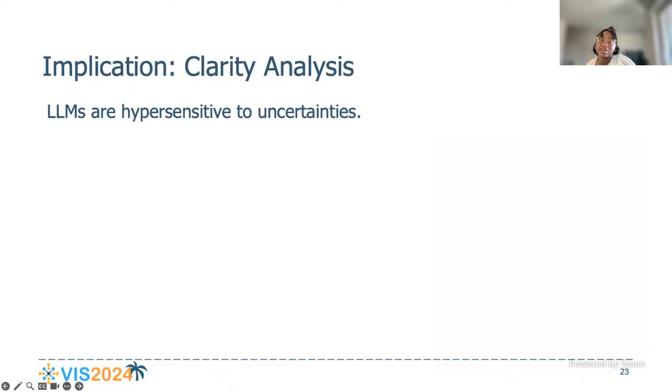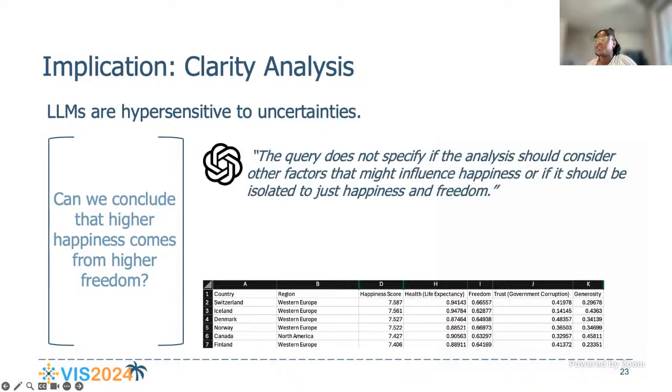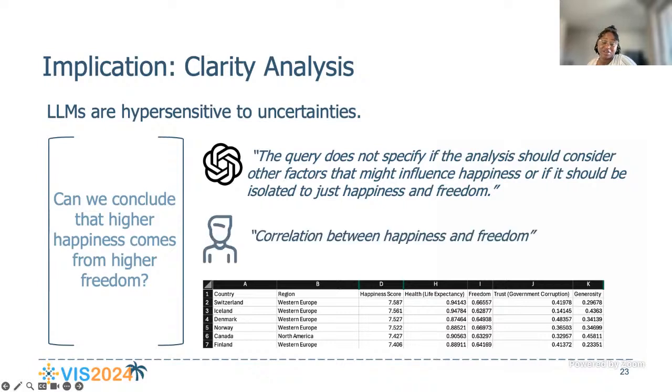And we found that the LLMs would often describe uncertainty on how to perform analysis or missing context for data column values. So for instance, one of the utterances on the World Happiness Report dataset asks, can we conclude that higher happiness comes from higher freedom? GPT responded here that the query does not specify if the analysis should consider other factors that might influence happiness, or if it should be isolated to just happiness and freedom. To our human annotators, this was simply just looking at the correlation between the happiness score and the freedom.